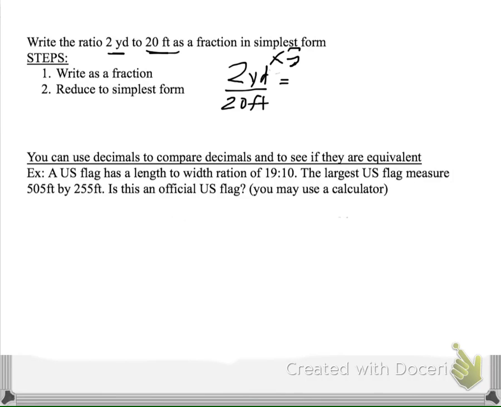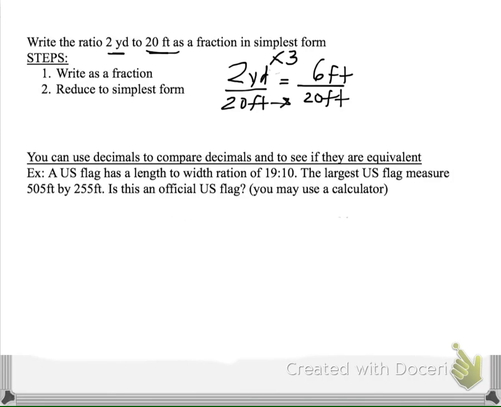Let me try that again. I'm going to multiply this by 3. Now I know that there are 3 feet in 1 yard, so 2 times 3 feet per yard would give me 6 feet. And then I'm just going to bring this over here, and it will be 20 feet.